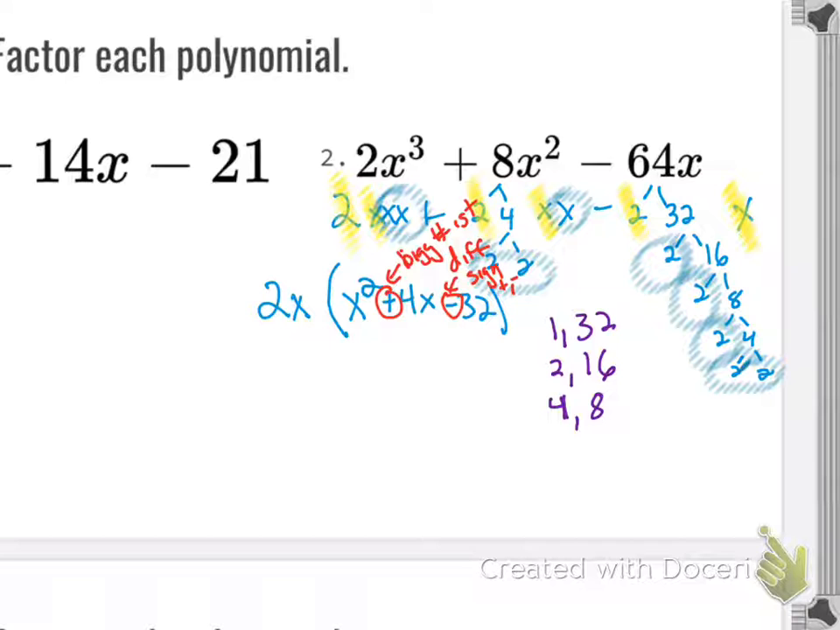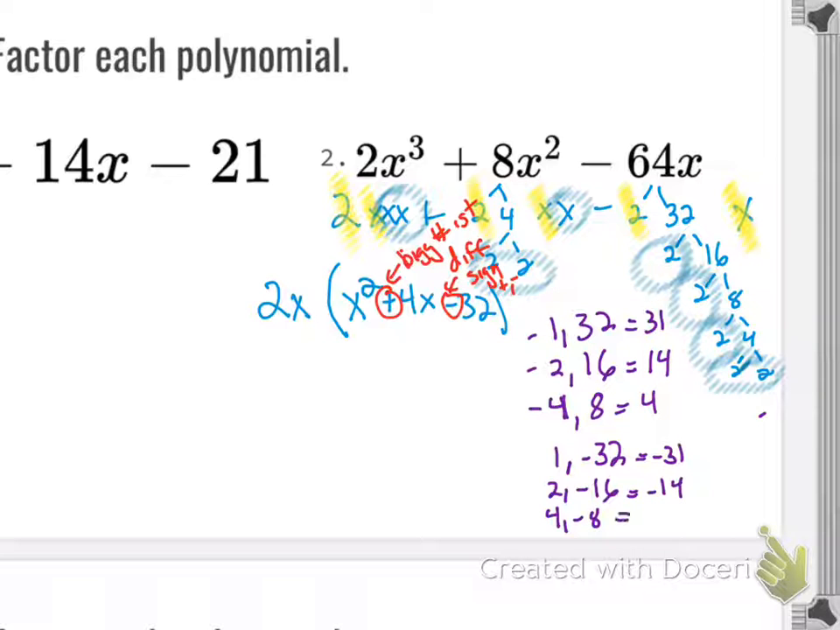So with them being different signs, either the first number could be negative or the second number could be negative. We're going to add 31, 14, 4, negative 31, negative 14, negative 4. So the one we're looking for is where we have the positive 4, where that occurs is right here. I'm sorry, guys, I did not do the magic X yet. Let me write it out. So multiply.